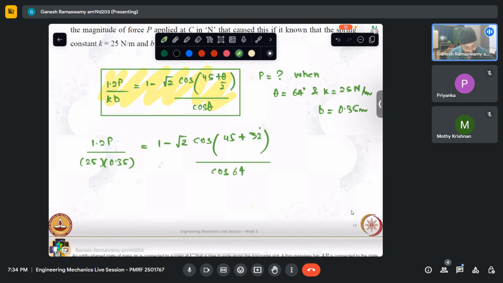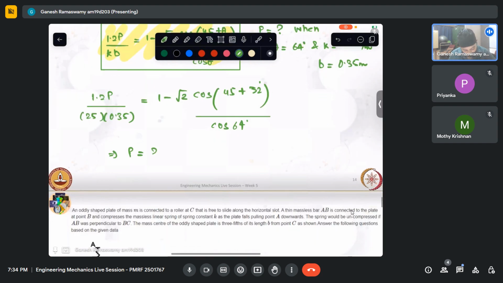So therefore P, can we evaluate P from here? To root 2, 1 minus 1. So this comes to 2. So I hope the calculations are fine.